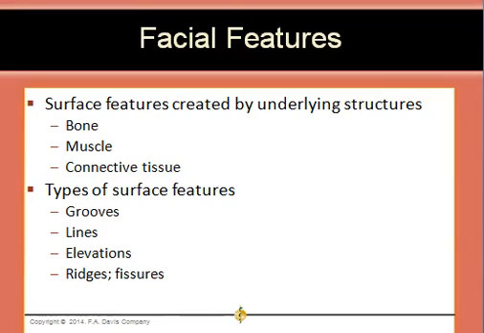The surface features of the face are created by the underlying bone, muscle, and connective tissue. The types of surface features that are seen on the face are grooves, lines, elevations, ridges, and fissures.